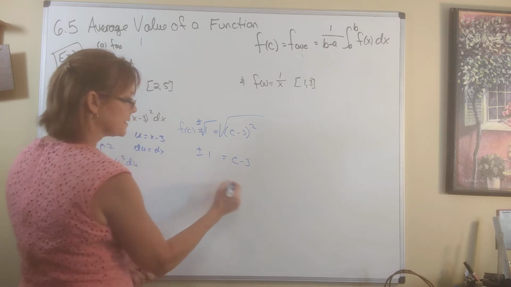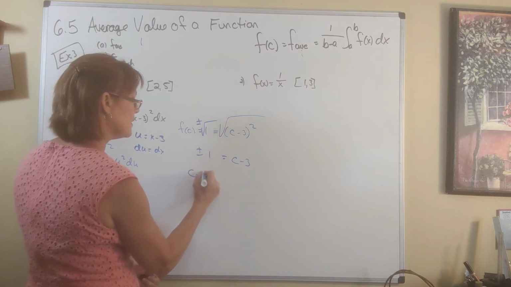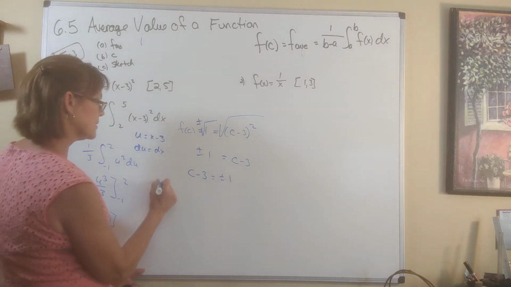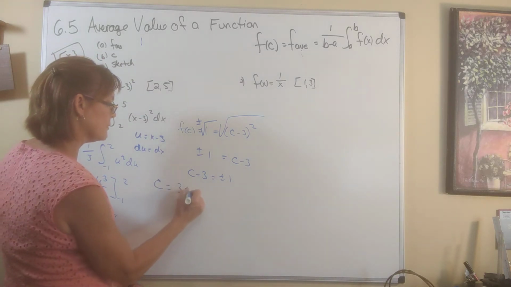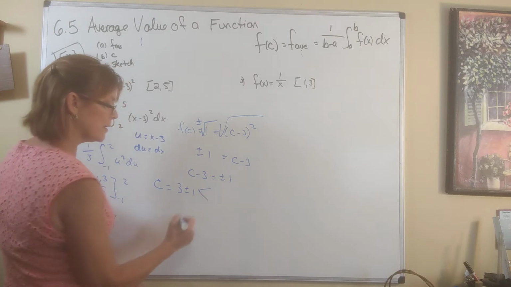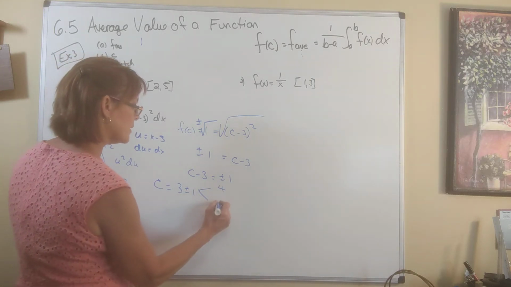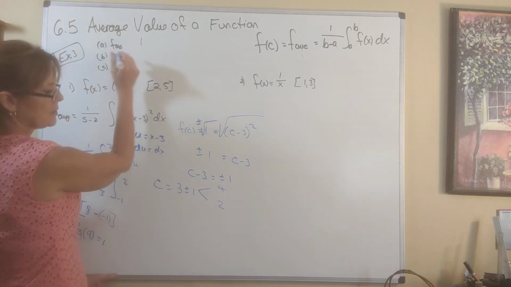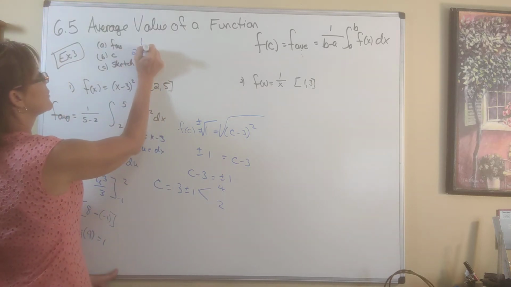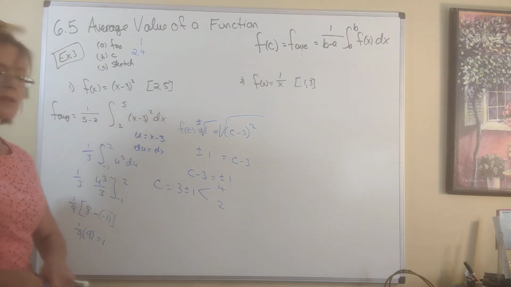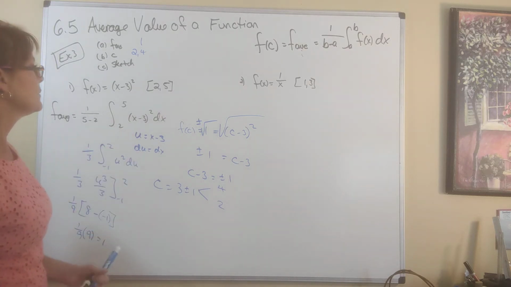If I solve for c, and if you want c on the left and plus or minus 1 on the right, you can do that. So c is going to equal 3 plus or minus 1. And we get two values of c here: 3 plus 1, which is 4, and 3 minus 1, which is 2. So we got two values of c. One is 2 and one is 4. And the last thing we need to do is sketch it. So let's sketch this and see what interpretation we get.